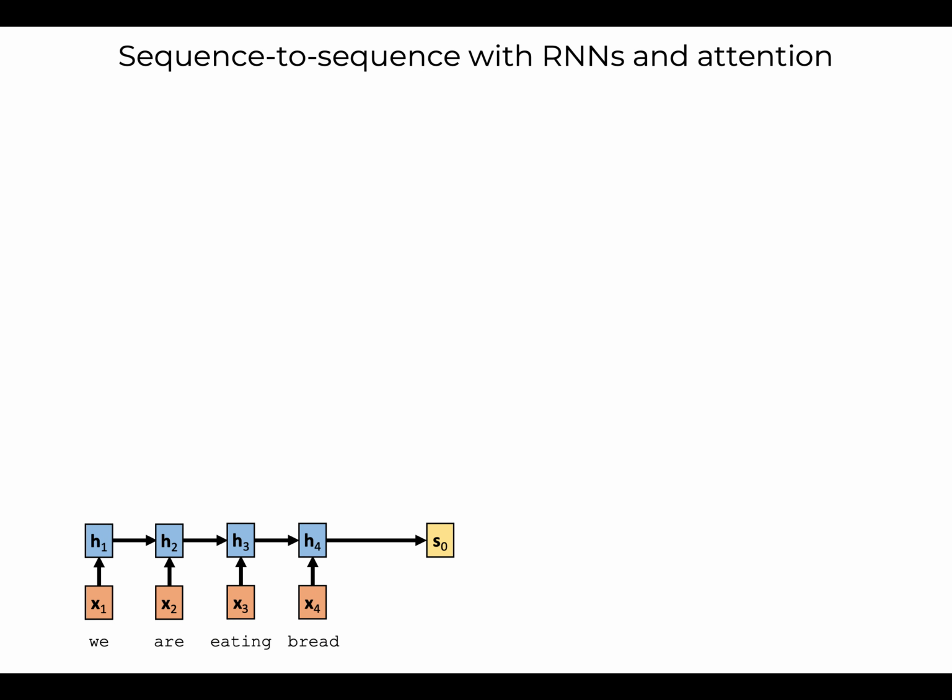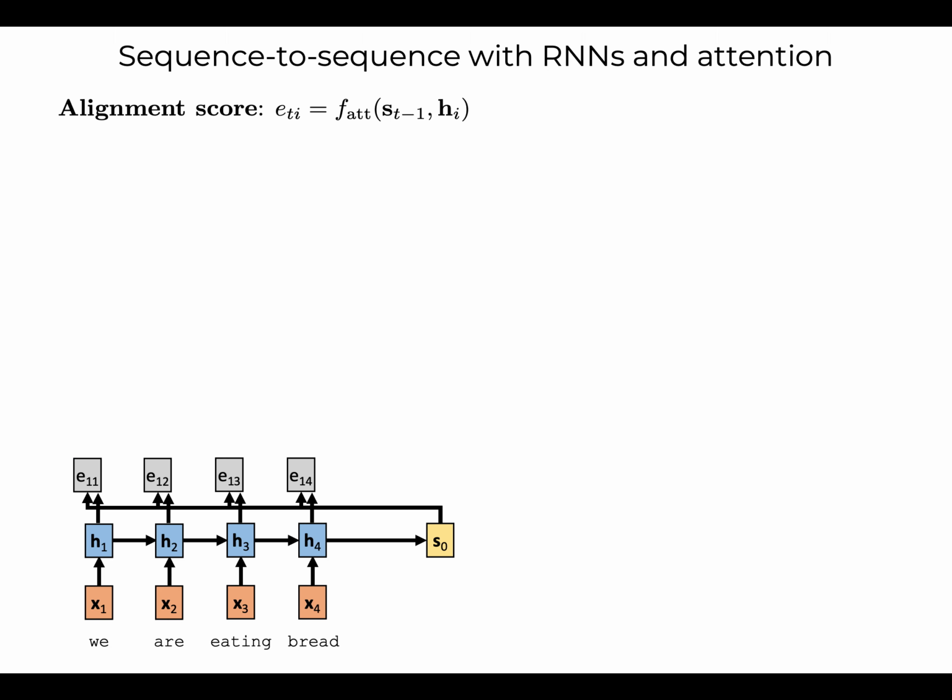So our starting point is the encoder as it was before. We have our input tokens, our encoder hidden states, and the final hidden state is used to predict the initial state of the decoder. However, what we do now is compare the current hidden state of the decoder with each of the hidden states of the encoder, and we do that by passing them to this function f_att, which is usually just an MLP, and it outputs a scalar value.